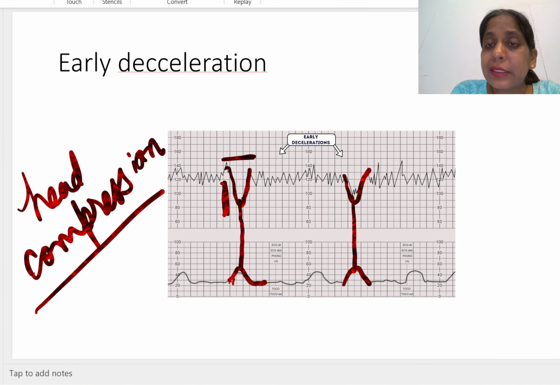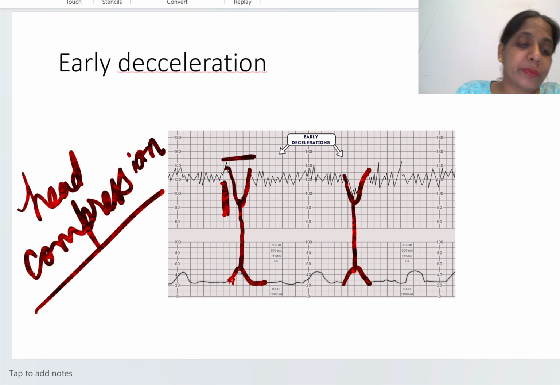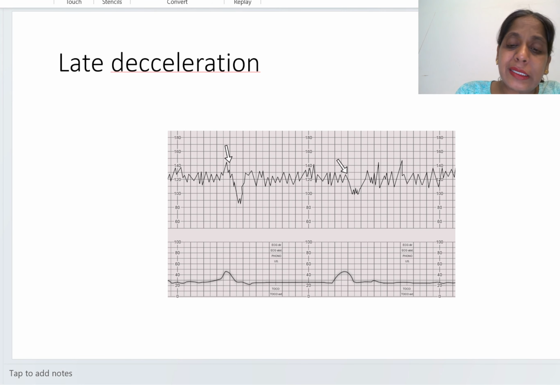What you will say that it is an early deceleration. The most common deceleration in the second stage is early deceleration. Okay. Next is late deceleration.